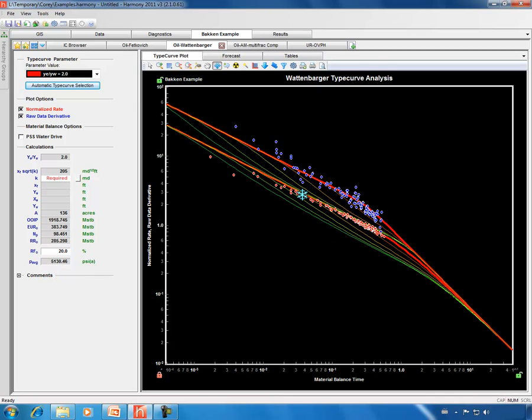One thing of interest here is if we look at the red data points, these are the normalized rates. They are very close to matching on the type curve, which suggests that there's not a whole lot of damaged skin in this well.